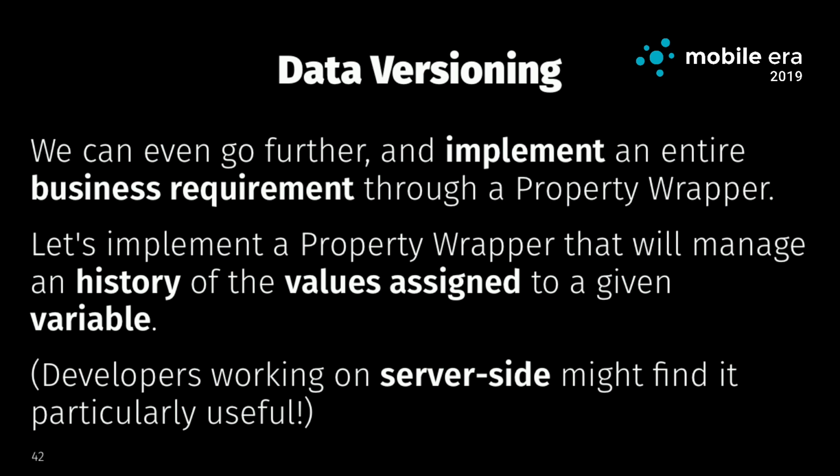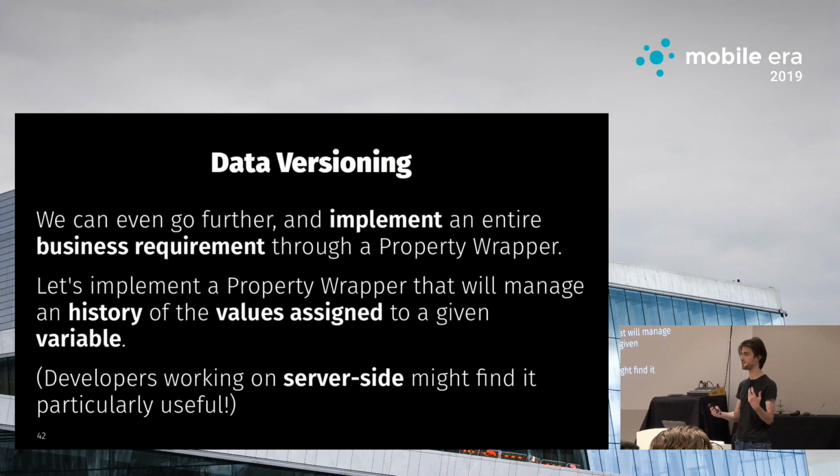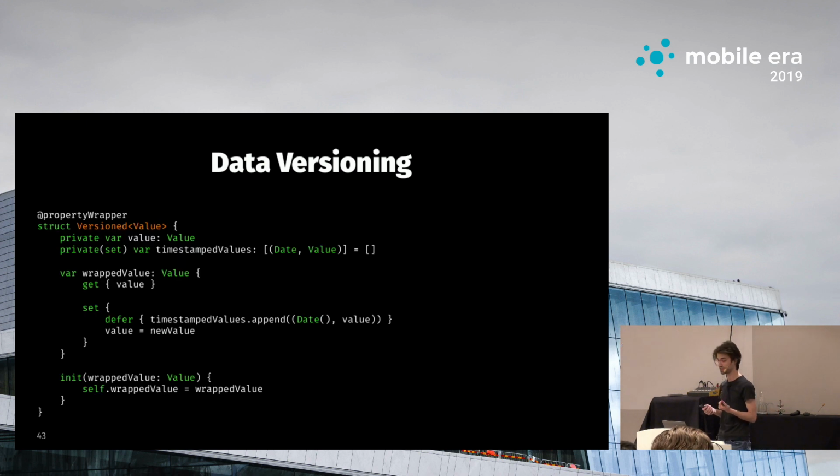Think, for instance, if you are using Swift on the back end, this might make a lot of sense. If you have some weird bug or some weird issue, you might want to understand how we got to this state. If we have a history of all the values that have been set to a particular variable, it could help you debug an issue in a very efficient way.